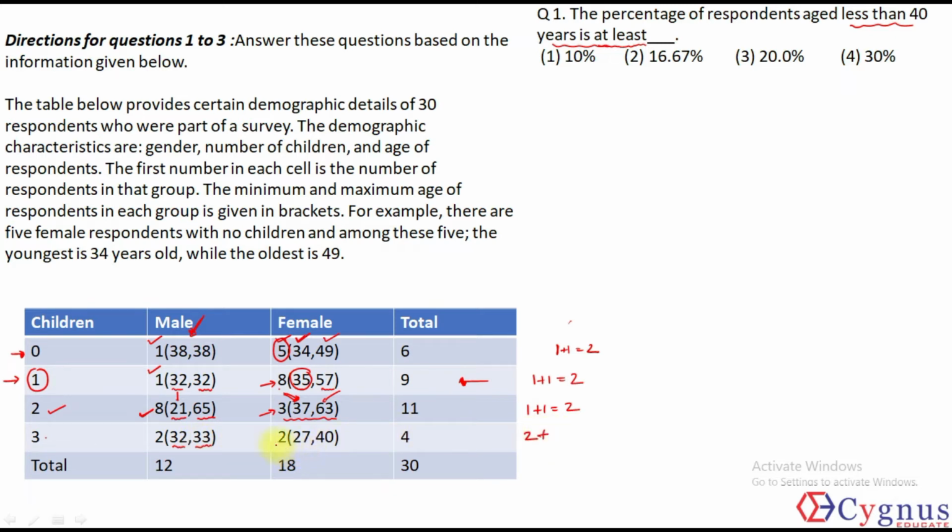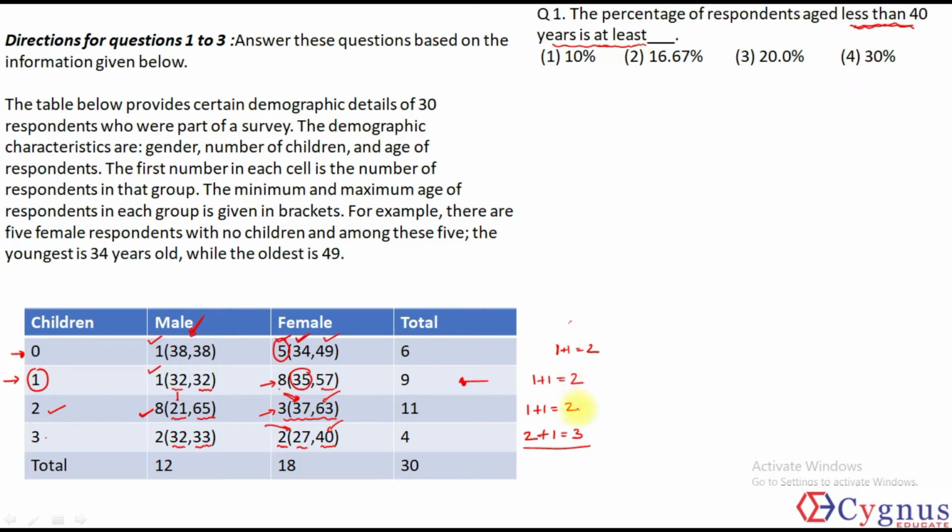Plus, how many females? 2 females. The minimum age is 27, maximum is 40. So one of them has to be 27 years old and the other one would be 40 years old. You're looking for what? Less than 40 years. So out of these 2 people, only one person is less than 40. So I'll take one here. This gives you 3. So overall, how many people are there who are less than 40 years?